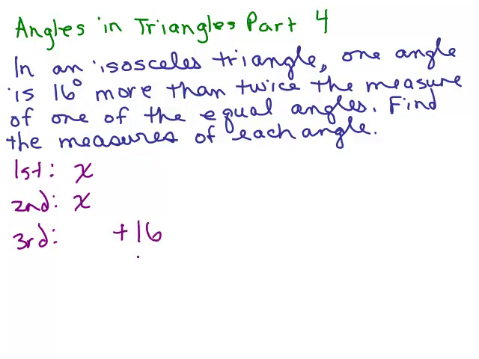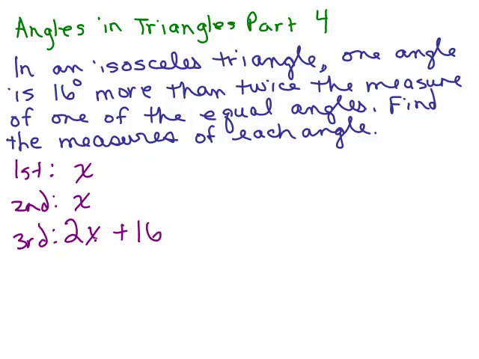I'm going to leave off putting the degree symbol, but in the end of the problem, we'll have to remember we are defining variables and writing an equation to answer this problem. So in the end, you do have to remember to write your angles in degrees. So 16 more than twice the measure. Well, twice the measure of one of these angles is 2x. So that's how I could define the third angle.